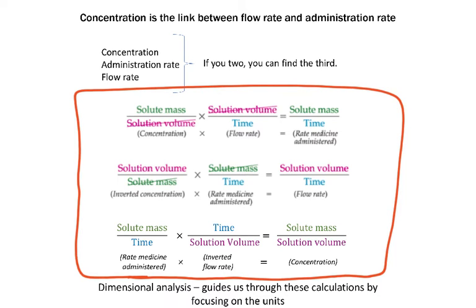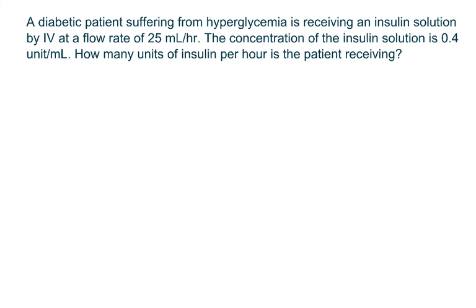All right, let's solve a couple problems together. All right, so here's our first example problem. A diabetic patient suffering from hyperglycemia is receiving an insulin solution by IV at a flow rate of 25 milliliters per hour. The concentration of the insulin solution is 0.4 units per milliliter. How many units of insulin per hour is the patient receiving?